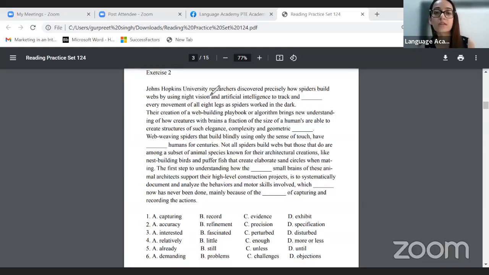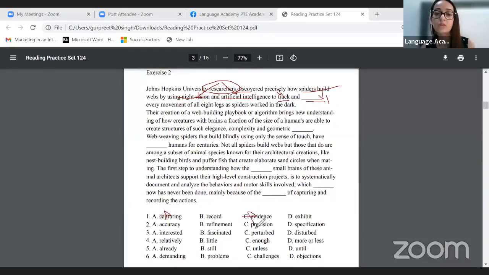So we are talking about researchers. They have discovered how spiders make their webs using night vision and artificial intelligence. So researchers are using artificial intelligence and night vision. Obviously, spiders cannot use these things. So researchers are using AI and night vision to track and dash. So they have used the first form of verb. We also need the first form of verb to track every movement of 8 legs and to dash every movement of 8 legs. Capturing is not the first form.